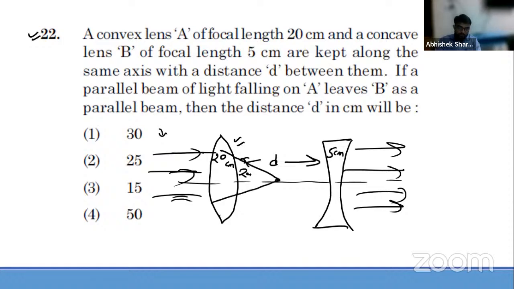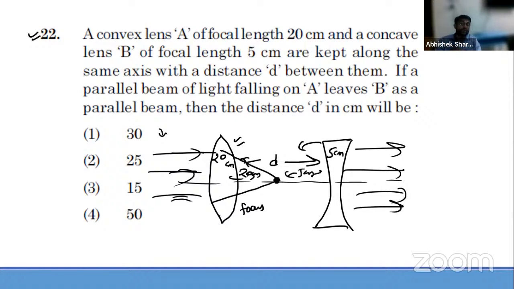Focus here is at 20 centimeter. And this focus of the convex or converging lens must superpose with the concave lens here, that is the diverging lens. And what was the reason?